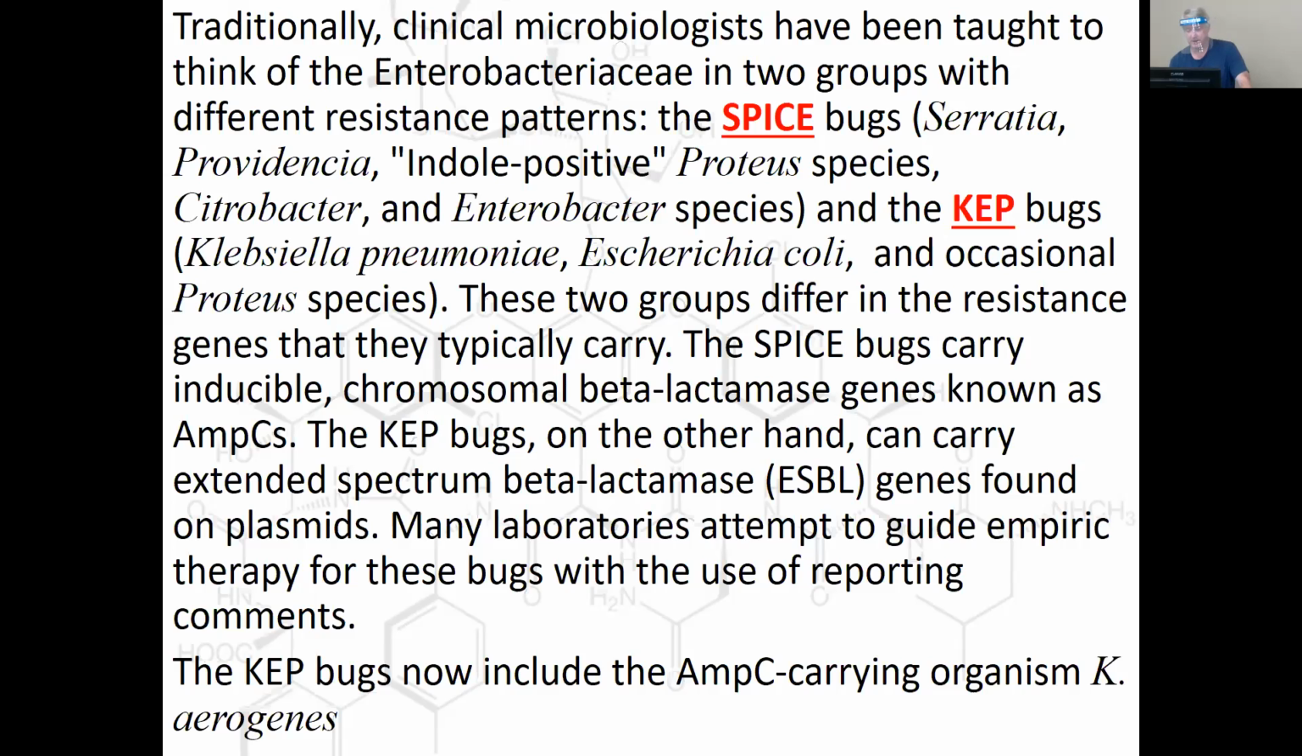And then the KEP bugs, Klebsiella pneumoniae, E. coli, and occasionally Proteus. These two groups differ in the resistance genes that they typically carry. The SPICE carry an inducible chromosomal beta-lactamase gene known as AmpC. So you put the SPICE with AmpC. The KEP bugs, on the other hand, carry extended spectrum beta-lactamase, ESBL genes found on plasmids. Many laboratories attempt to guide the empiric therapy of these bugs with the use of reporting comments. The KEP bugs now include AmpC carrying Klebsiella aerogenes.